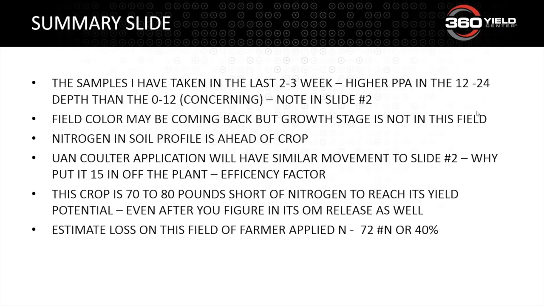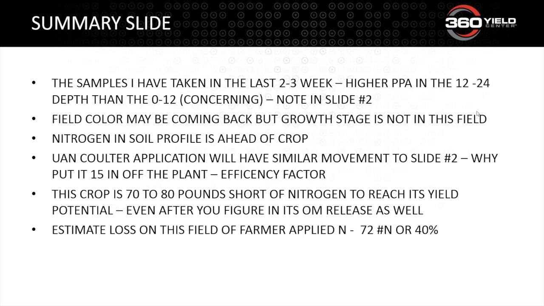The UA and Coulter application will have a similar movement as slide 2. So, whether it be an NH3 band or a Coulter band, we're seeing the same type of very tight band. So the bottom line is this farmer applied 180 pounds of nitrogen in the fall. He's hoping for 220 bushel corn.